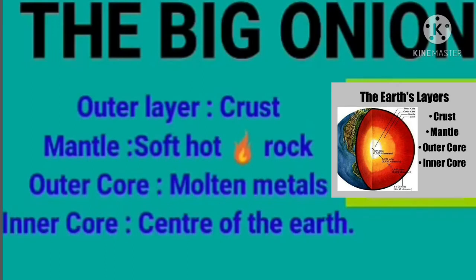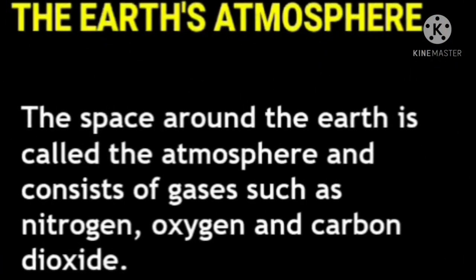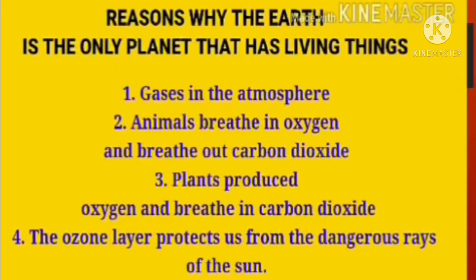Now, we have talked about the big onion. Let's look at the earth's atmosphere. Okay, now the space around the earth is called the atmosphere. When you sit down, the spaces around you, when you put your hand in the air, you know you can't hang. So you say the space around the earth is called the atmosphere and consists of gases such as nitrogen, oxygen, and carbon dioxide. So these gases, nitrogen, oxygen, and carbon dioxide, make up the gases in the atmosphere.